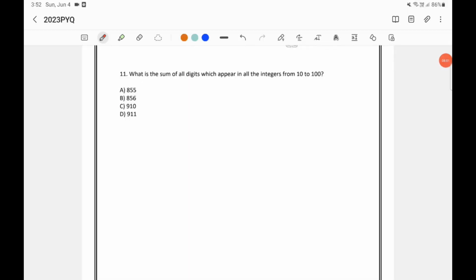So let's look into the next question. What is the sum of all digits that appear in the integers 10 to 100? Now here you can actually use a trick. I am finding out the sum of digits from 1 to 99, not 10 to 100, because 1 to 99 we have already studied.